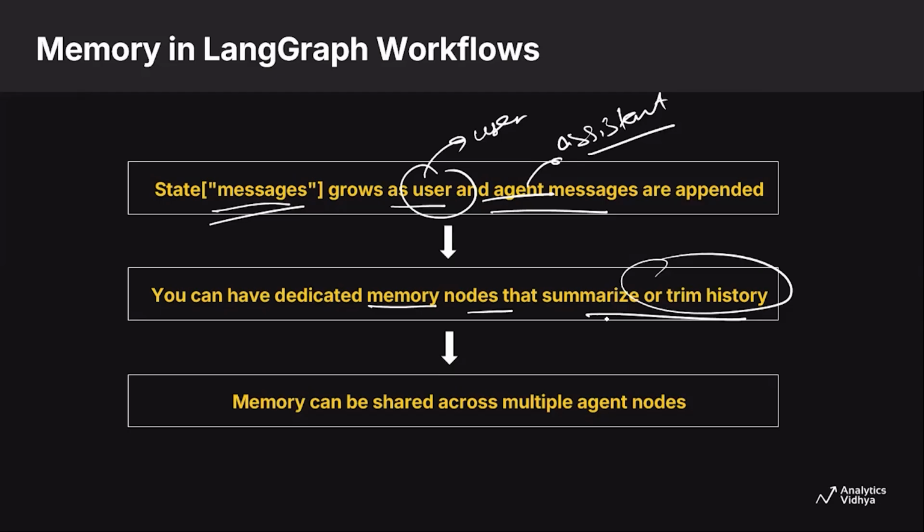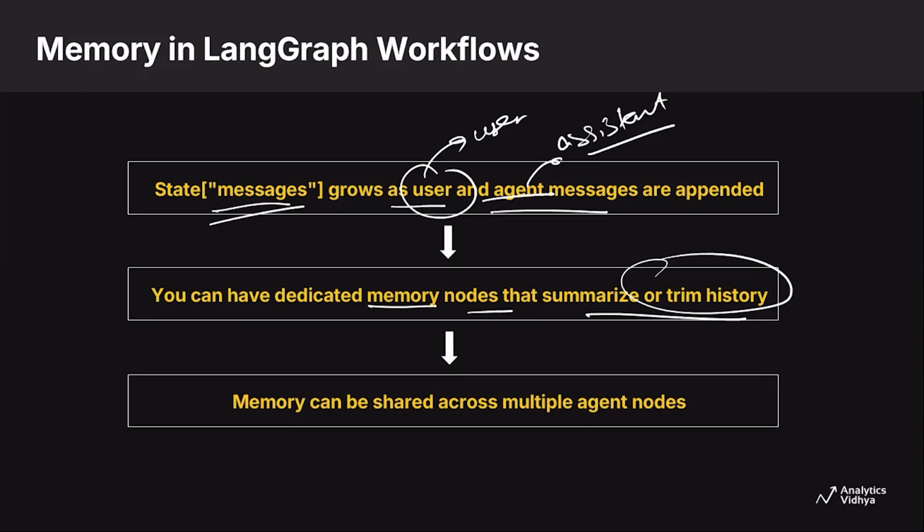But typically, it's always a good idea to have a node which keeps track of the length of your memory. Right? You cannot have a memory of infinite length. Otherwise, the model will basically run out of tokens to summarize whatever information you have passed it. Every single large language model has a limit on how many tokens it can read at one single time. And you cannot pass more than that. Your model will start throwing an error.